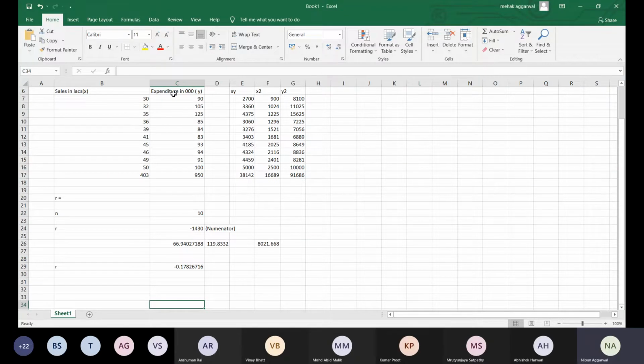So let's suppose we'll change this data. So these are all values in increasing order, 30, 32, 35, 36, all are increasing. So let's suppose we'll take this also in increasing order. So like 90, 92, 96, 98, 99, 105, 106, 110, 111, 112, 116, 118, and 119.